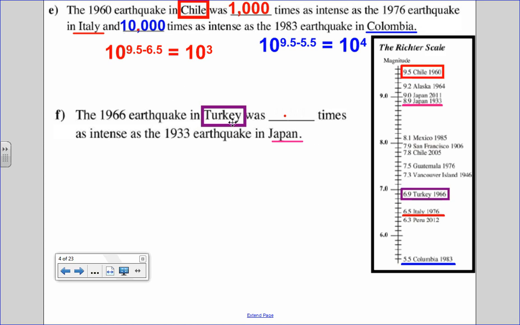Okay, let's compare Turkey to Japan. Turkey measured 6.9 on the Richter scale. Japan measured 8.9 on the Richter scale. So Turkey is 2 units lower on the magnitude than Japan was. So it'll be 2 factors of 10 less intense, or 10 to the negative 2, which is 0.01.